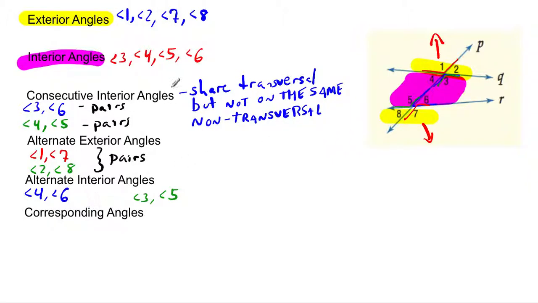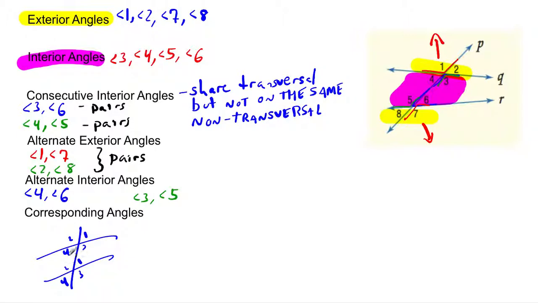And then finally we have corresponding angles. These are angles that are really in the same location, but on a different line. So if I think about two lines and a transversal, and I have 4 angles, 1, 2, 3, 4, down here, 1, 2, 3, 4. Notice the 1 and the 1, that's the same location. So those would be corresponding angles.